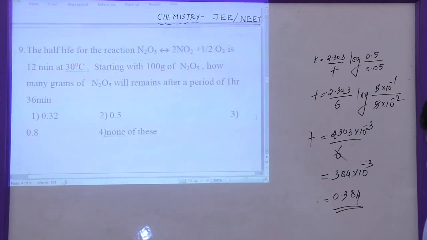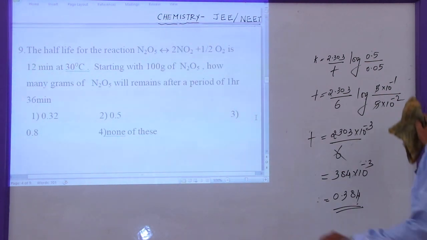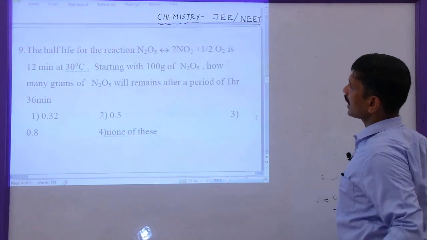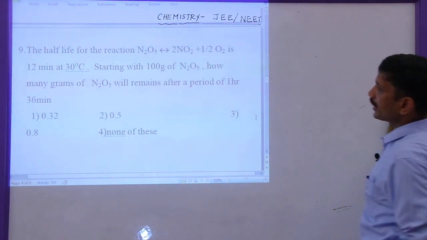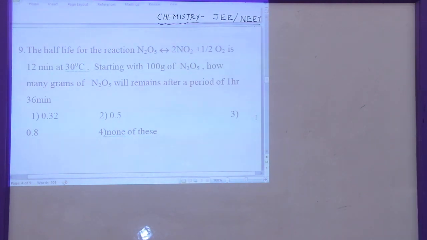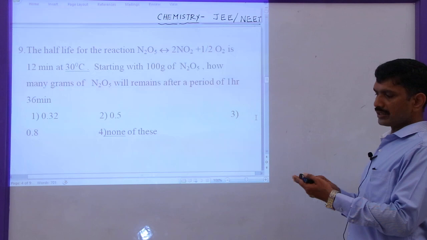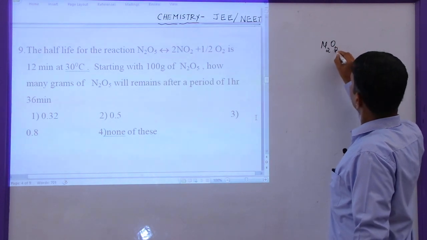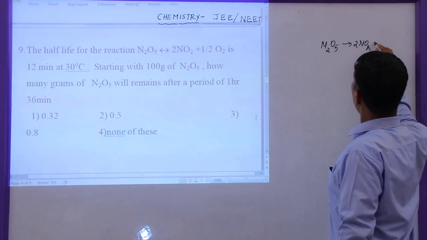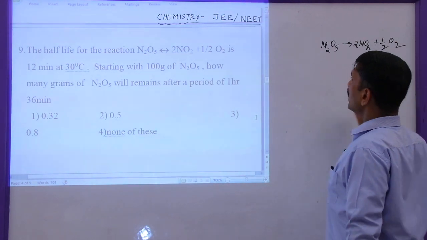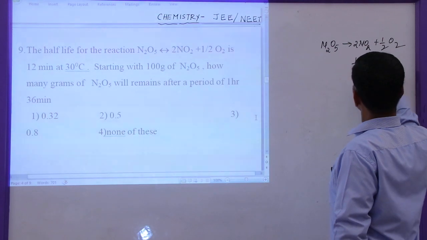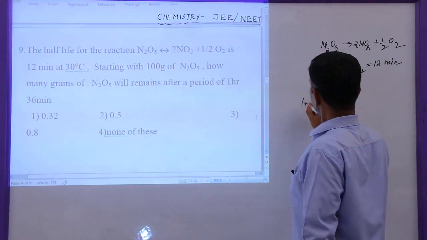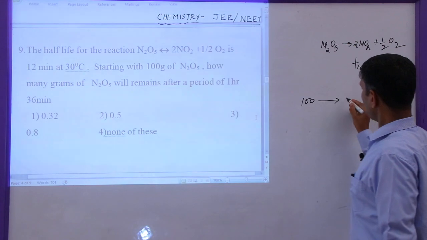Next one. The half-life of the reaction is 12 minutes, starting with 100 gram of nitrogen pentoxide. How many grams of nitrogen pentoxide will remain after a period of 1 hour 36 minutes? Here N2O5 dissociates as 2NO2 plus half O2. The half-life period is given, t half is equal to 12 minutes. Starting with 100 gram, it goes from 100 to 50.